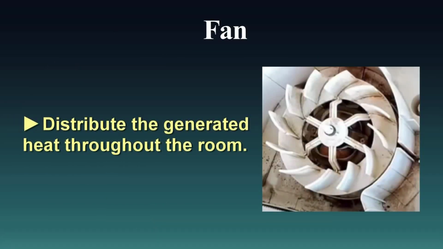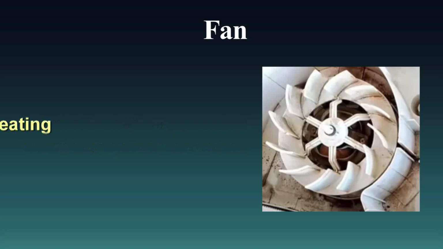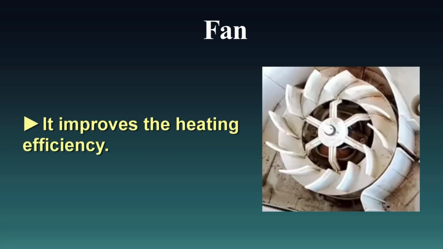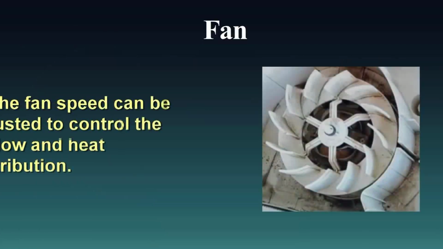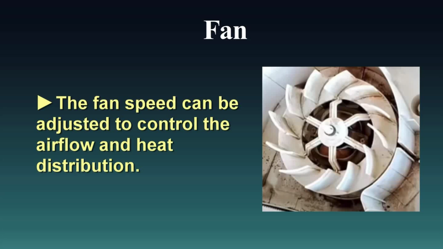The next component is the fan. A fan is incorporated with the electric room heaters to distribute the generated heat throughout the room. The fan helps to improve the heating efficiency by circulating the warm air and preventing hot spots. It draws in cool air from the room, passes it over the heating element, and blows out the heated air into the surrounding space. The fan speed can be adjusted to control the airflow and the heat distribution.